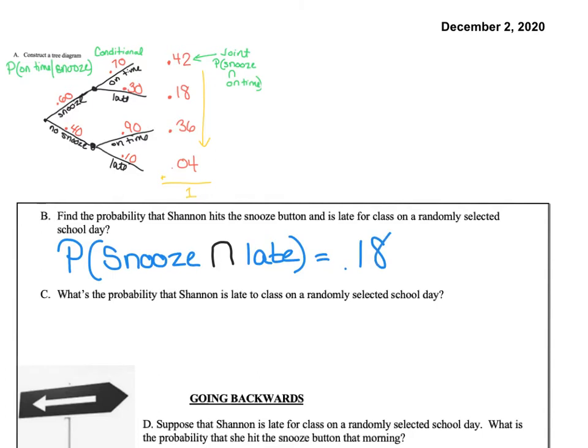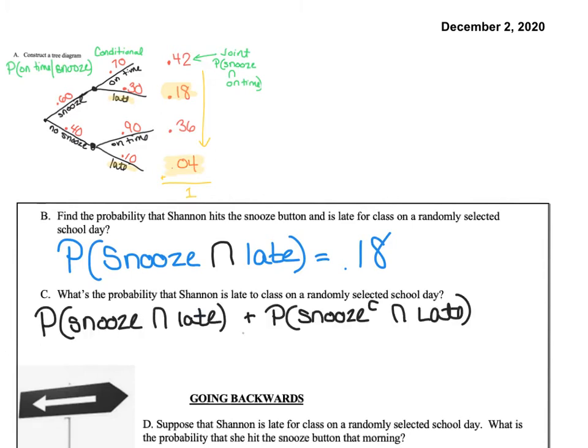What is the probability that Shannon is late to class on a randomly selected day? So where is she late? Well, she's late along this branch and this branch, so that's our 0.18 and our 0.04. So proper notation would be the probability that she snoozed intersected with late, plus the probability she didn't hit the snooze intersected with late. And we just said that was 0.18 plus 0.04 equals 0.22.